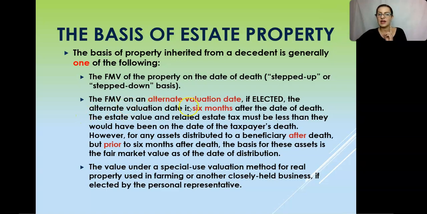The fair market value on an alternate valuation date, if elected. The alternate valuation date is 6 months after the date of death. Don't be confused by this. The alternate valuation date is where you would value the estate's assets 6 months after the date of death. Do not confuse this with the due date for filing an estate tax return. The due date for filing an estate tax return is 9 months to the day after the date of death. The alternate valuation date is completely separate from that. That's where the executor can choose to value the estate's assets 6 months after the date of death.